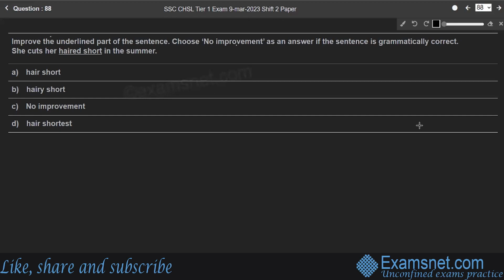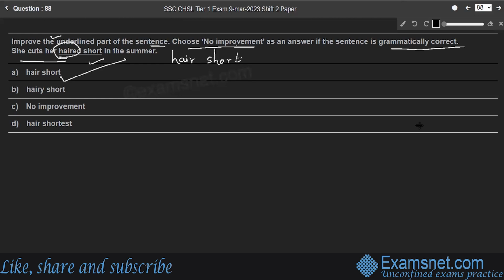Question 88. Improve the underlined part of the sentence. Choose no improvement as an answer if the sentence is grammatically correct. She cuts her hair short in the summer. So here, haired is wrong, right? It should be she cuts her hair short, right? Option A is the answer. So she cuts her hair short, right?